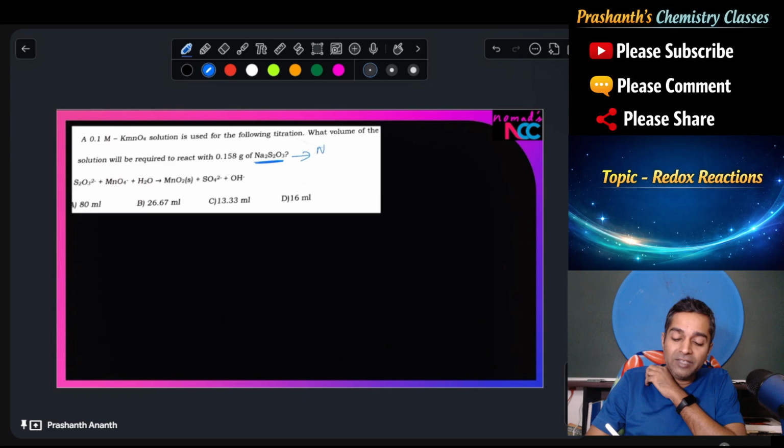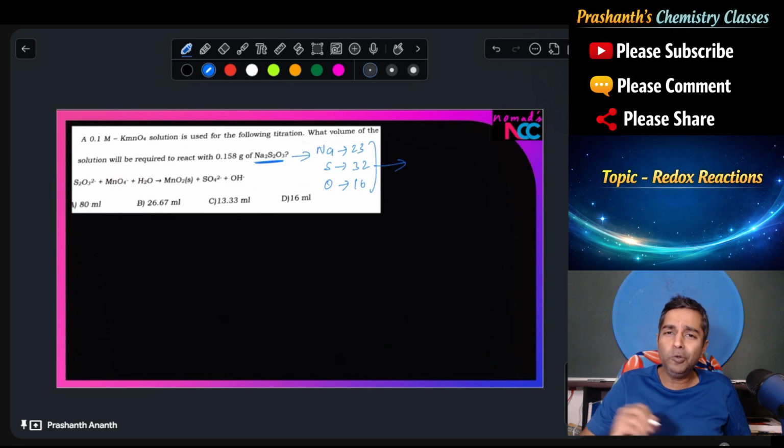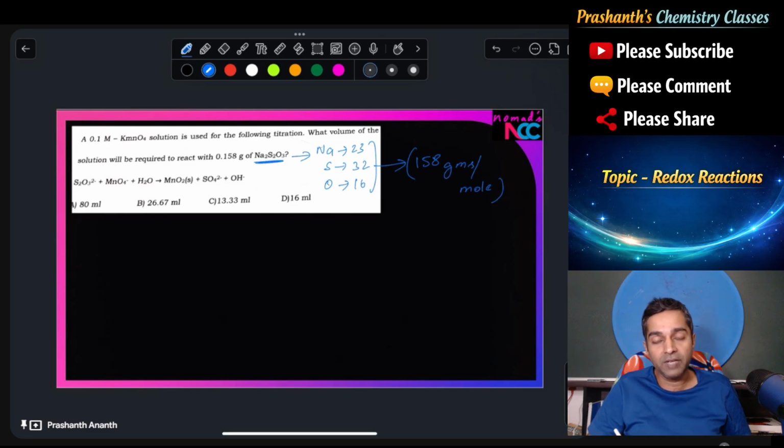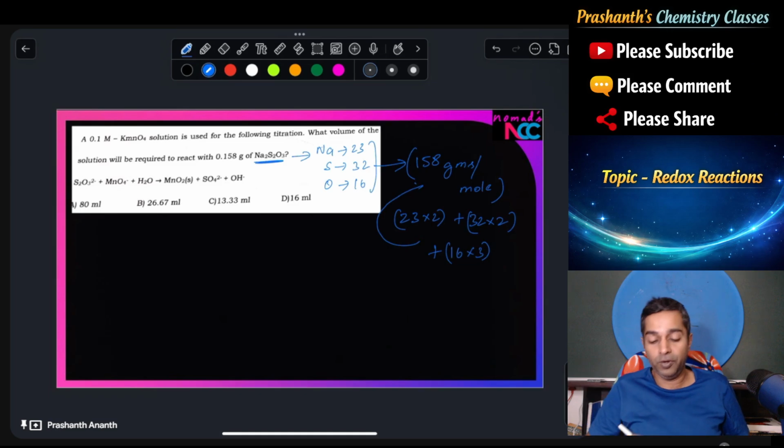Na has atomic mass 23. Sulfur has atomic mass 32. Oxygen is going to be 16. When you add up properly for Na2S2O3, you will find that it works out as 158 grams per mole, meaning the molecular mass is 158. I'll just show you the calculation. You can try it out for yourself later. So it's 23 into 2 plus 32 into 2, Na2S2, and then O3, so it is 16 into 3. Add them up and you'll get 158.